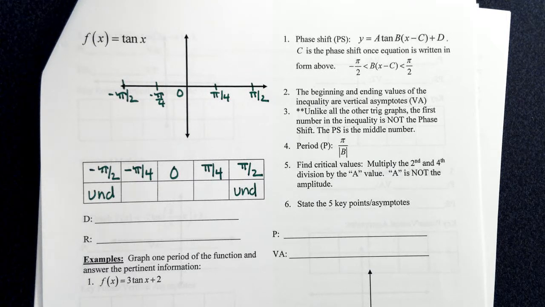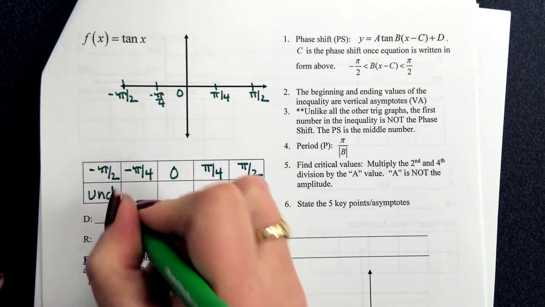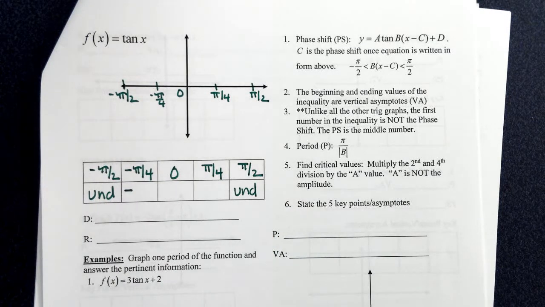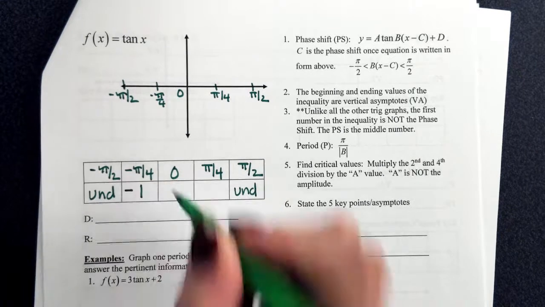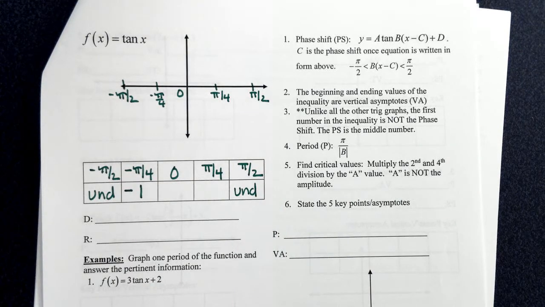So again, down here, negative pi over 4. The question is, what's that tangent value? First of all, is tangent positive or negative in quadrant 4? Negative. So I know it's going to be negative. So now the big question is, what's the tangent value at all of your pi over 4 angles? 1. So I know a tangent of negative pi over 4 is negative 1.